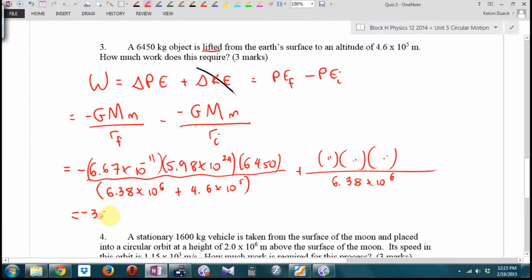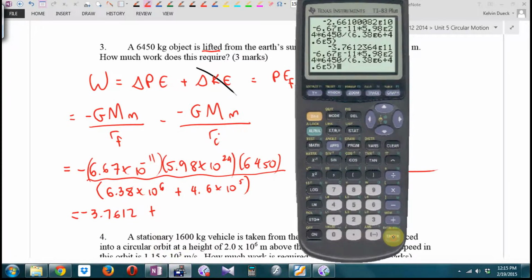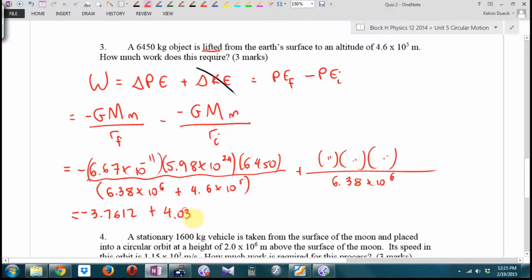Negative 3.7612 plus, delete the negative, delete the plus. Positive 4.0324 times 10 to the 11th. 4.0324 times 10 to the 11th. Is that right? Yeah.